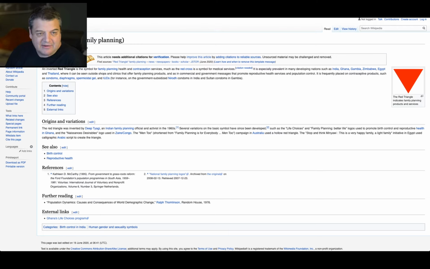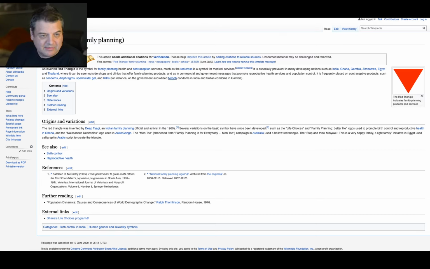And as in commercial and government messages that promote reproductive health services and population control. Well, there we go. There'll be another conspiracy theory that Trump's into population control now. He's in cahoots with Bill Gates. It is frequently placed on contraceptive products such as condoms, diaphragms, spermicidal gel, and IUDs.